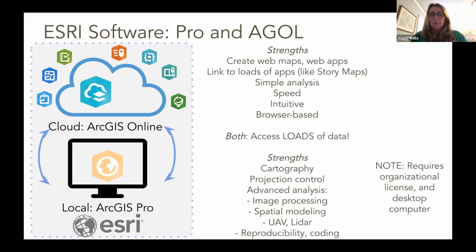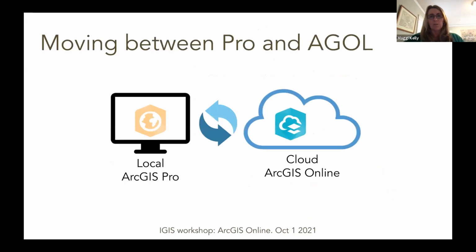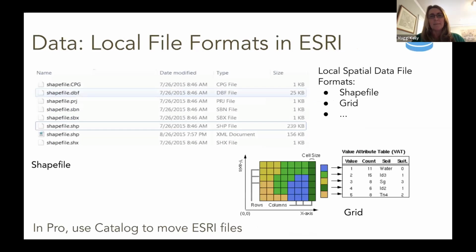For us GIS experts, though, we often stay down locally with using something called ArcGIS Pro. We do our cartography there, our projection control, all that advanced analysis, image processing, spatial modeling, etc. But the benefit of this linked relationship is you can move back and forth, and in both of these, you can access loads of data, loads of spatial data. We're very, very data-rich area. So let's talk quickly about this, because today in the workshop, we are spending time out here on the right, ArcGIS Online, but we want to go through a few basics before we do.